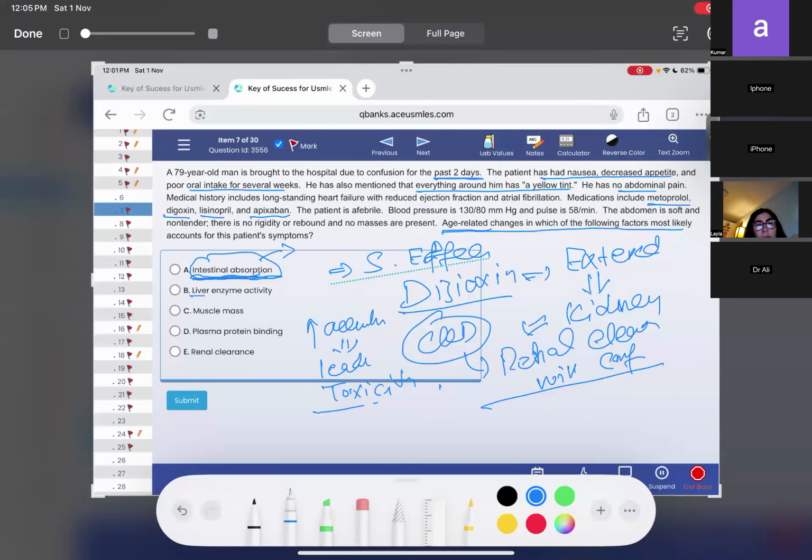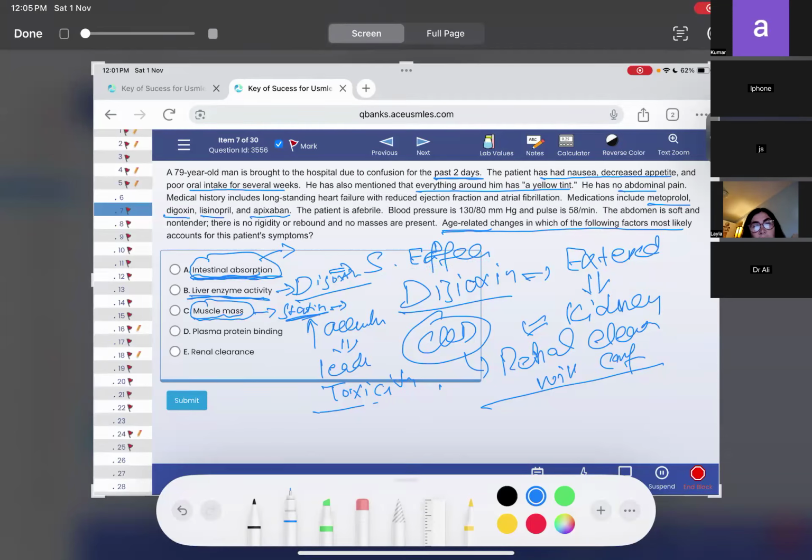Number two is liver enzyme activity. Digoxin doesn't have any type of liver toxicity. And muscle mass, as we know, muscle mass is usually affected by which drug? Can anybody tell me? Amir, which one? Statins, certainly, because they can lead to rhabdomyolysis.